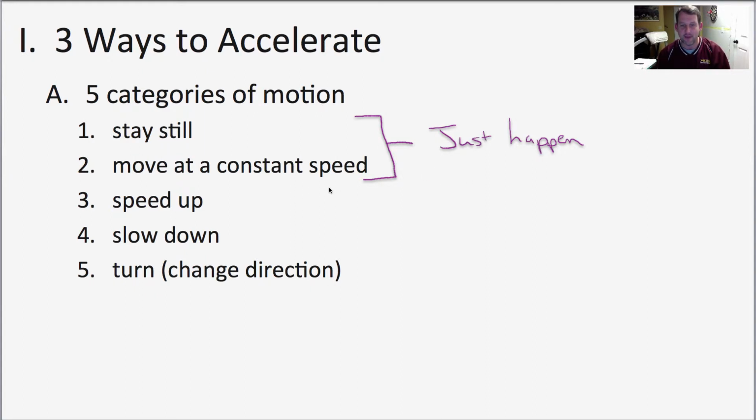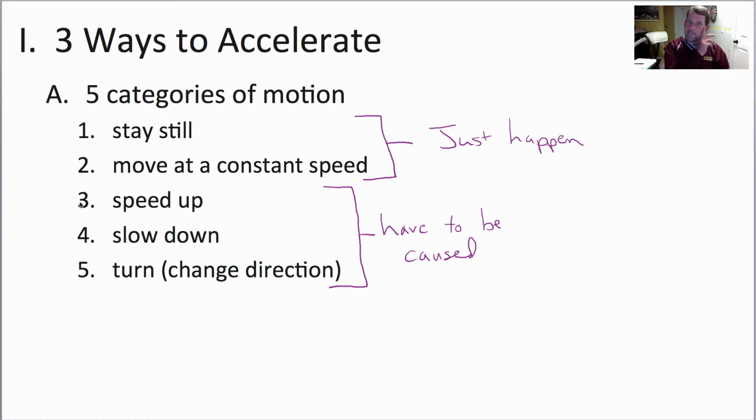Now these 3 down here, these are very different. These have to have a cause. They don't just happen on their own. So for example, if you throw a baseball to a friend of yours and halfway across in the air, it suddenly slows down, stops, turns around, speeds up, and comes back at you, you'd think, well, that was really strange. And that's because these 3 things require a cause.